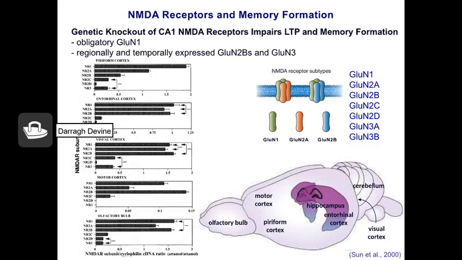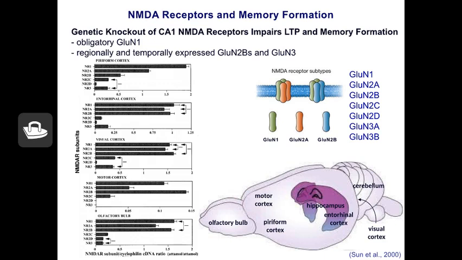let's talk about the role of NMDA receptors in hippocampal circuits. But first, a little background based on a study performed by Sun, Shipley, and Lido in the year 2000. We already know that the NMDA receptor is a heterotetramer made up of a homodimer of GluN1 subunits and either a homodimer or a heterodimer of other subunits.